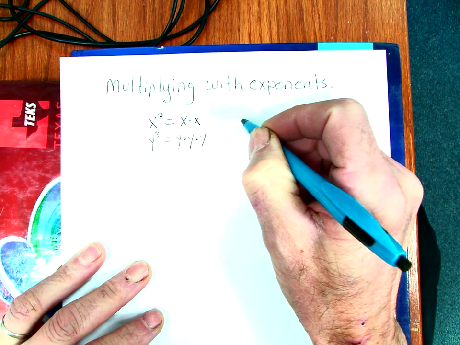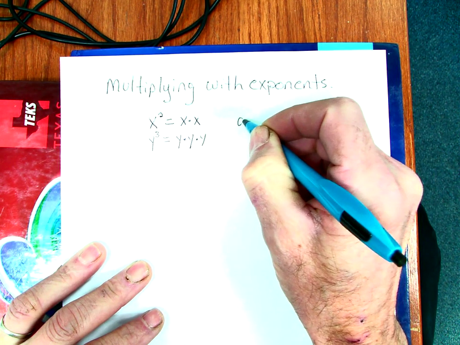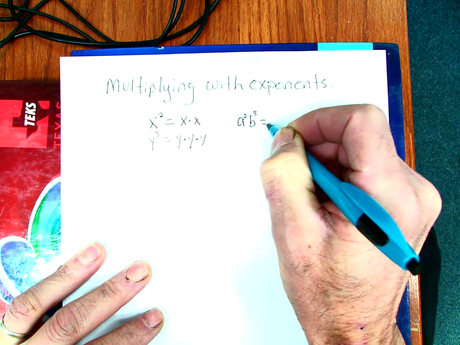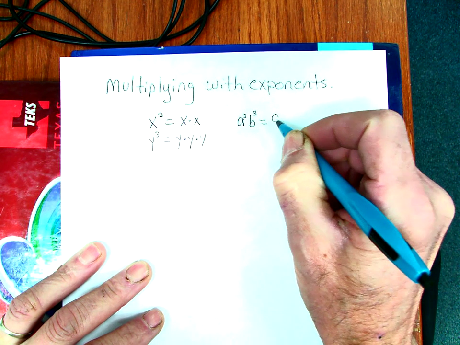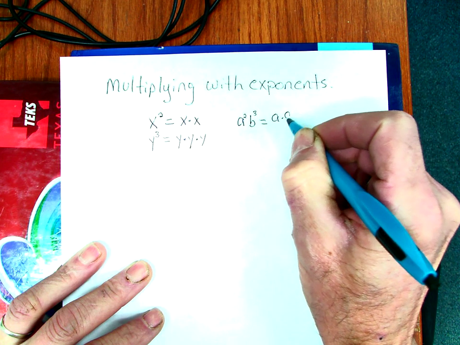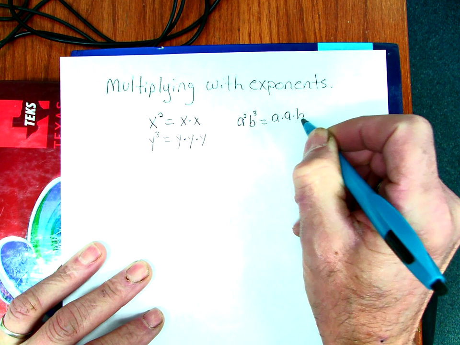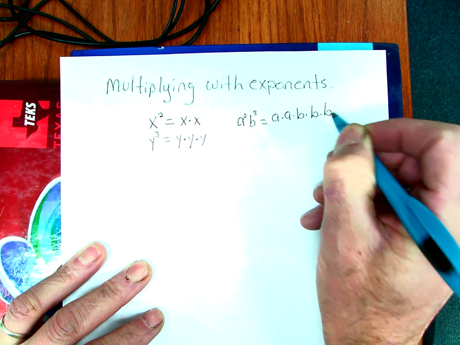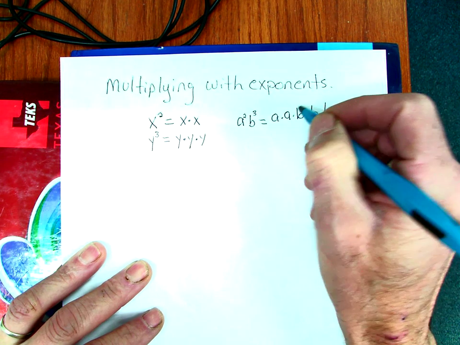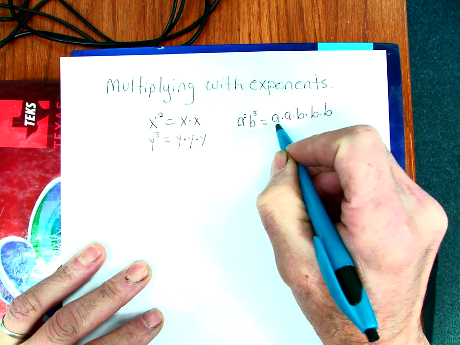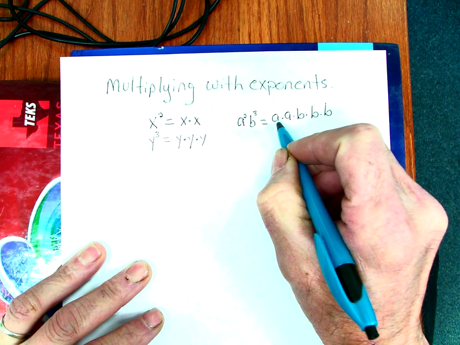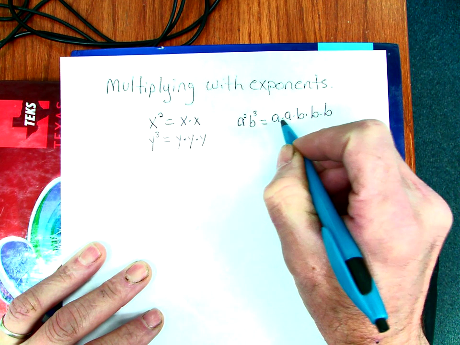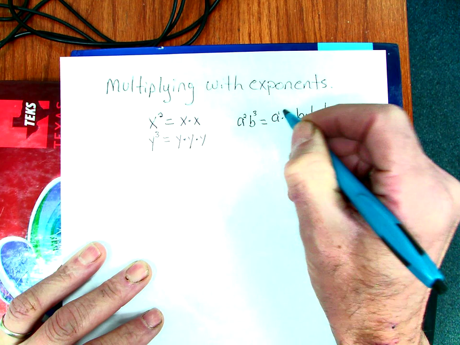Variables can also be put together. A squared, b to the third would mean that you have 2 a's being multiplied and you have 3 b's being multiplied. Remembering also that if there's a variable that doesn't have a power written, the power is 1.